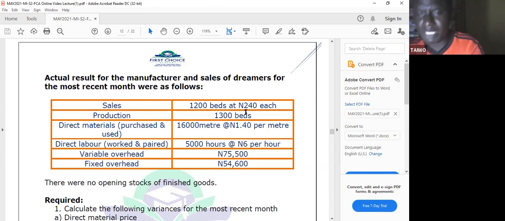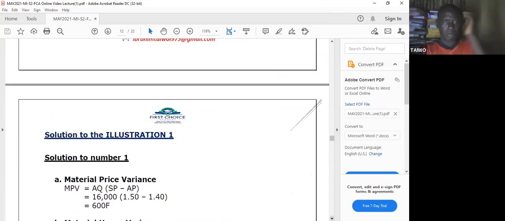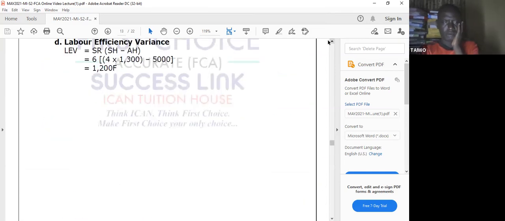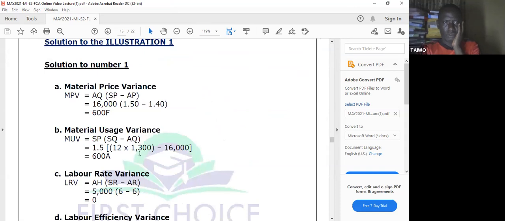So what's the meaning of that? It means that they set to use 12 meters to produce one, times 1,300 units. That is 15,600. So the standard quantity of material that they use to produce the actual production for the period is 15,600. Can you see, 12 times 1,300 is 15,600. But what is now the actual quantity of material?